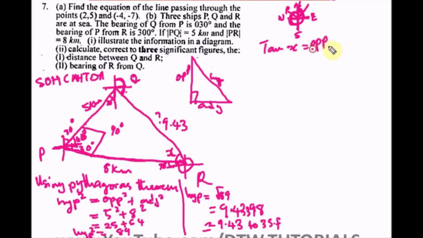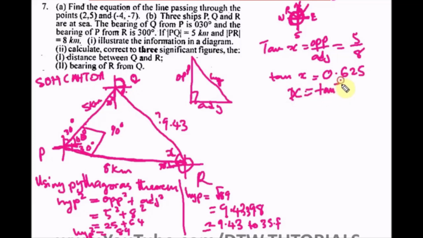So we write tan x is equal to opposite over adjacent. Our opposite is 5 and our adjacent is 8. So tan x is equal to 5 divided by 8, which will give us 0.625. So x will be equal to the tan inverse of 0.625, and this will give us what?